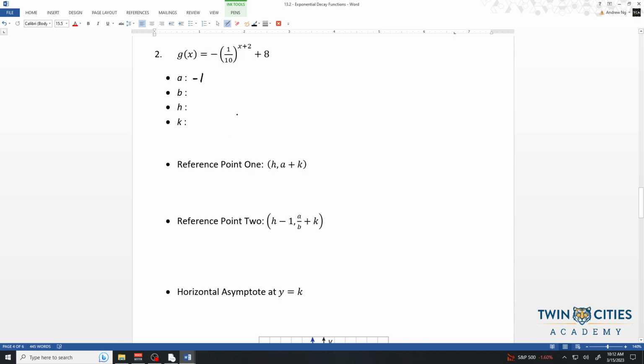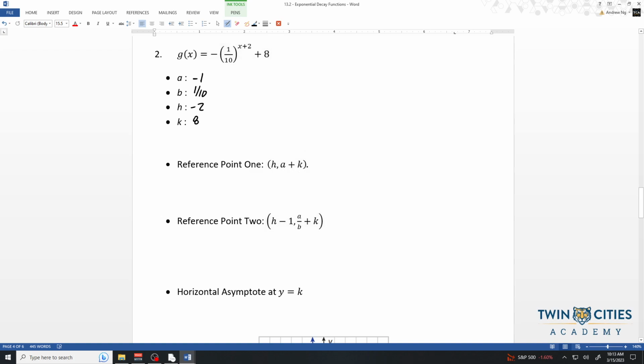That means that there's going to be a reflection vertically. B is 1/10. H is the opposite of what I see here. So if it says x plus 2, then it'll be negative 2, meaning there'll be a shift to the left 2 units. And then k at the very end is 8. So a shift up of 8 units.